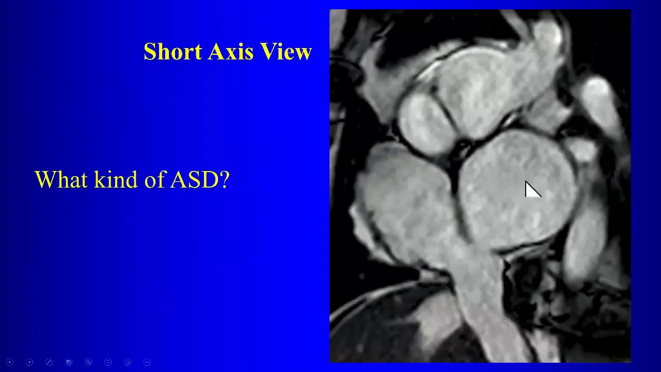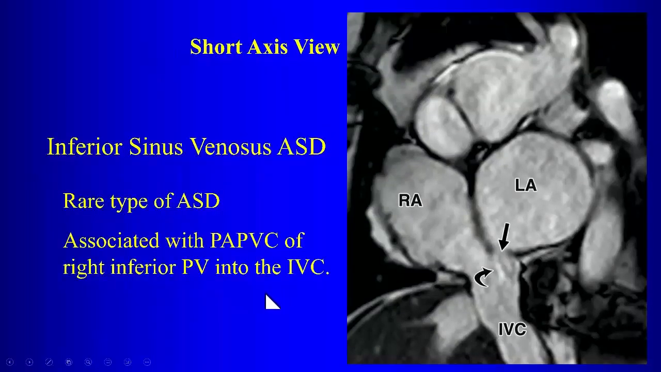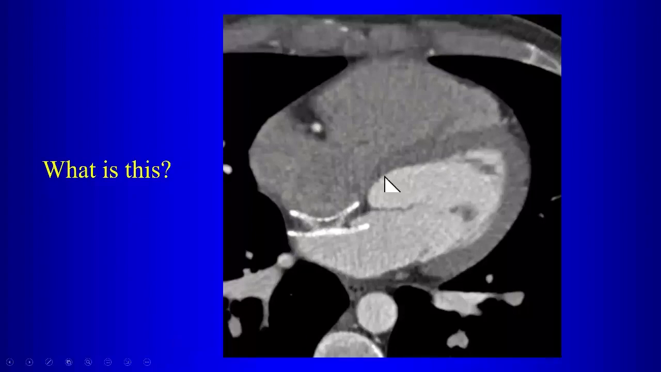Short axis view, this is left atrium, this is right atrium. What is this guy? IVC. What's the diagnosis here? This is an inferior sinus venosus atrial septal defect. So this is also considered a sinus venosus defect. This is unusual because this occurs at the inferior margin of the atrial septum near the insertion with the inferior vena cava. Right. So that's an inferior sinus venosus ASD. That can also be associated with partial anomalous pulmonary venous return into the IVC, though from the right inferior pulmonary vein. Okay.